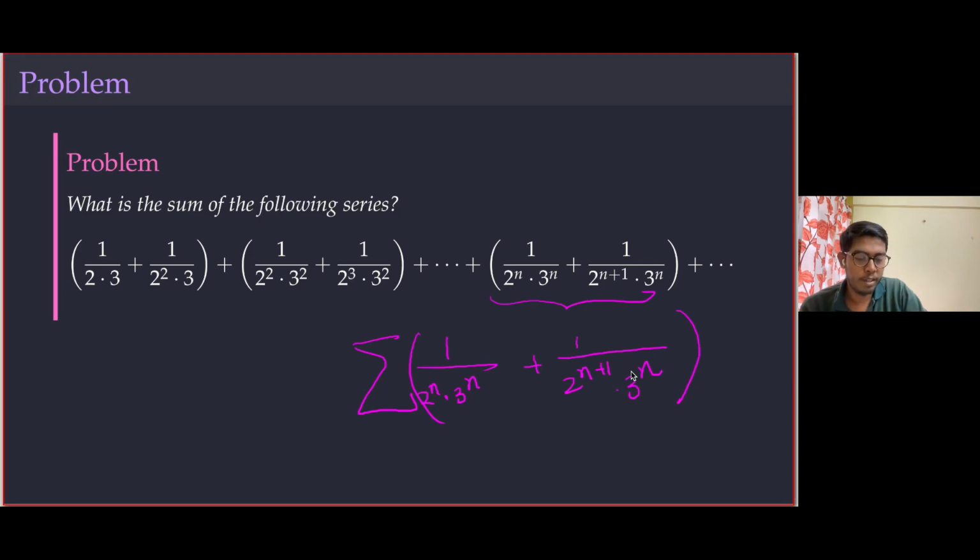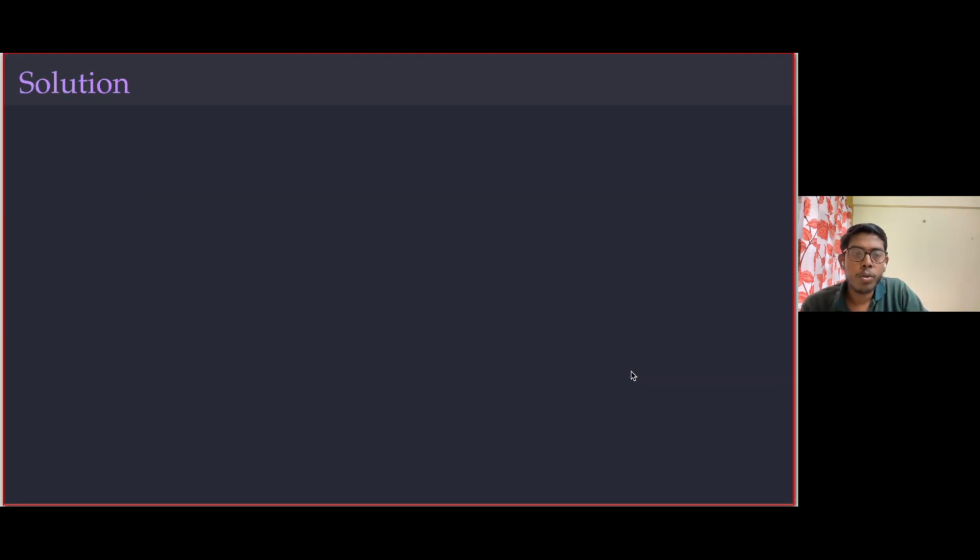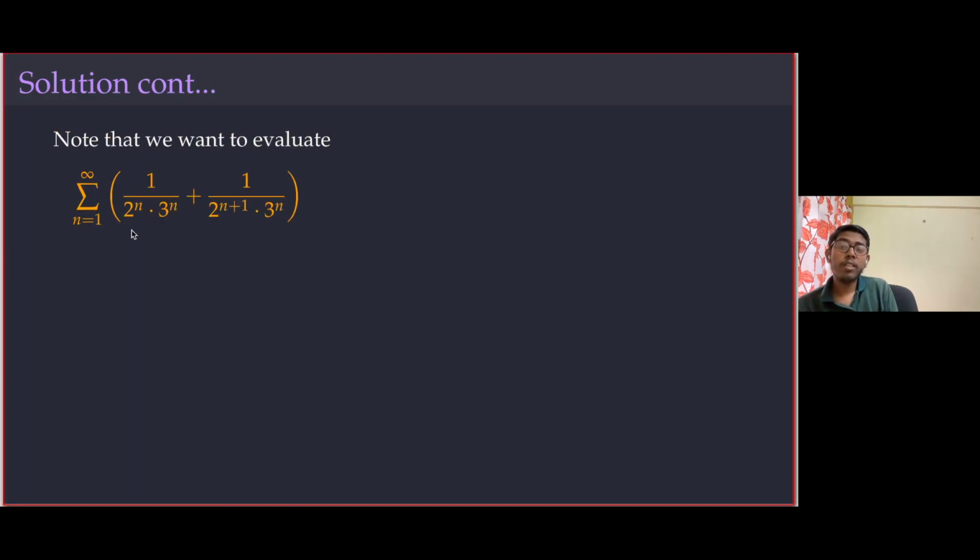Okay, so I hope you had a solution. Let's see how to solve it. So what is this? The sum n equals 1 to infinity of this. How can I write this? I already know this equals the sum n equals 1 to infinity of 1 by 2 to the power n, 3 to the power n. And this is also 1 by 2 to the power n times 3 to the power n, and I'll just write times 2. So this is a geometric series and this is also a geometric series, and I know how to find the sum of a geometric series.